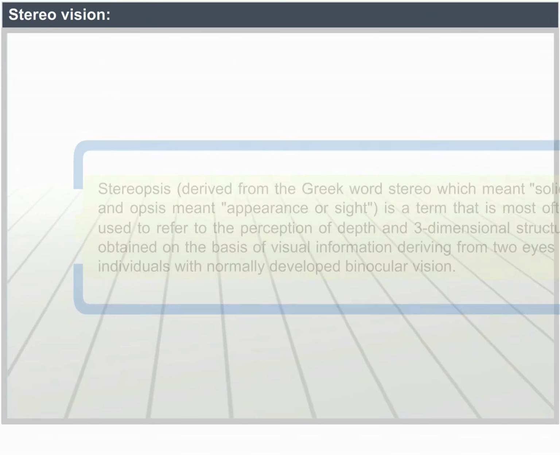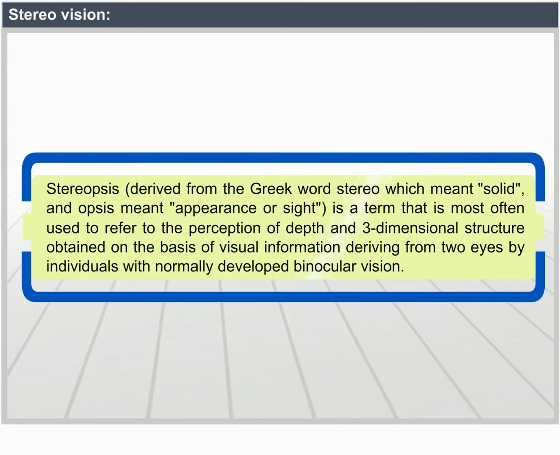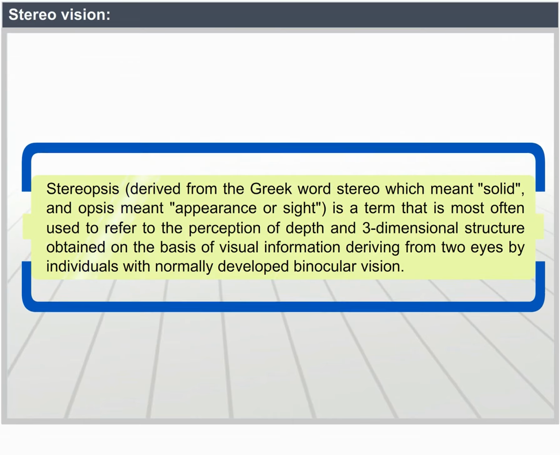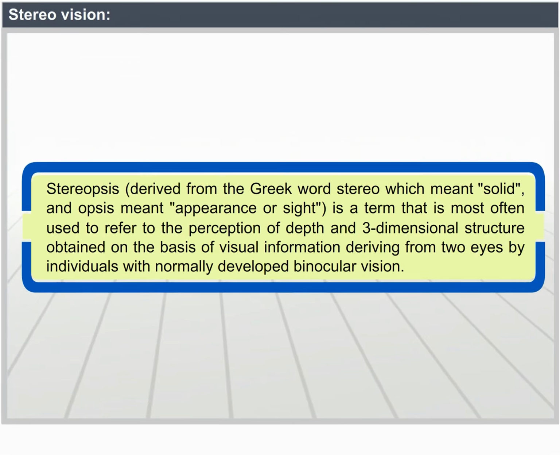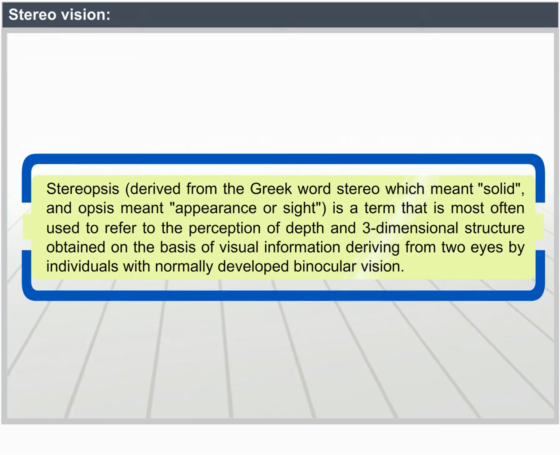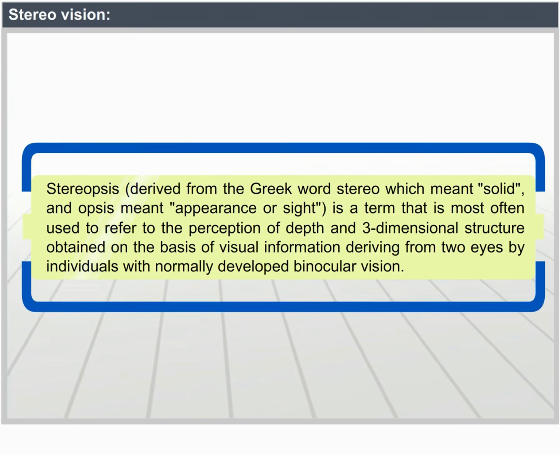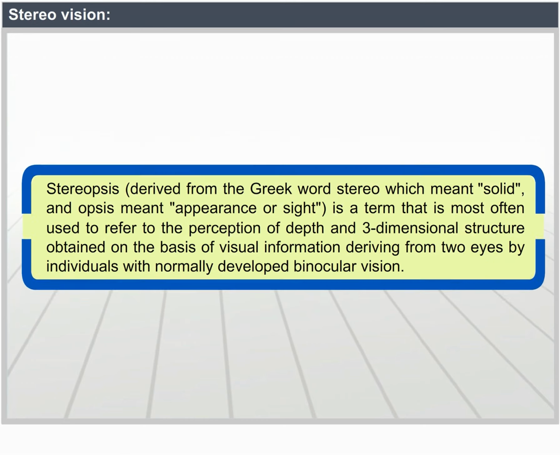Stereovision. Stereopsis, from the Greek stereo meaning solid and opsis meaning appearance or sight, is a term that is most often used to refer to the perception of depth and three-dimensional structure obtained on the basis of visual information deriving from two eyes by individuals with normally developed binocular vision.